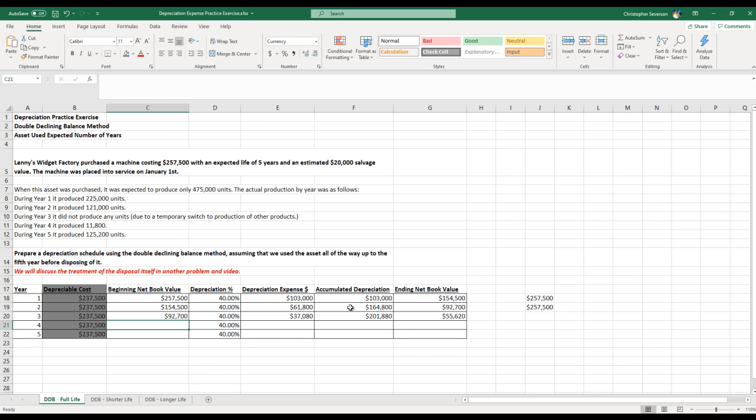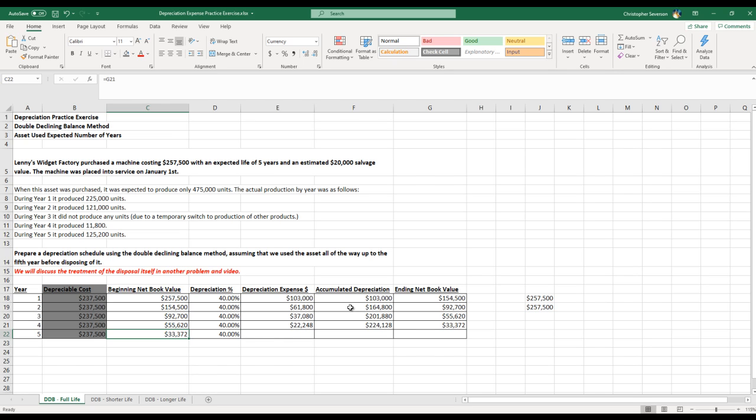We start the year again. And I'll reference that cell just to keep us on track. So now that year's ending net book value multiplied by 40% gives us $22,248. Oops, we add that year's depreciation expense, so now the accumulated depreciation is higher, and we subtract it from the ending net book value. So that gets carried over.